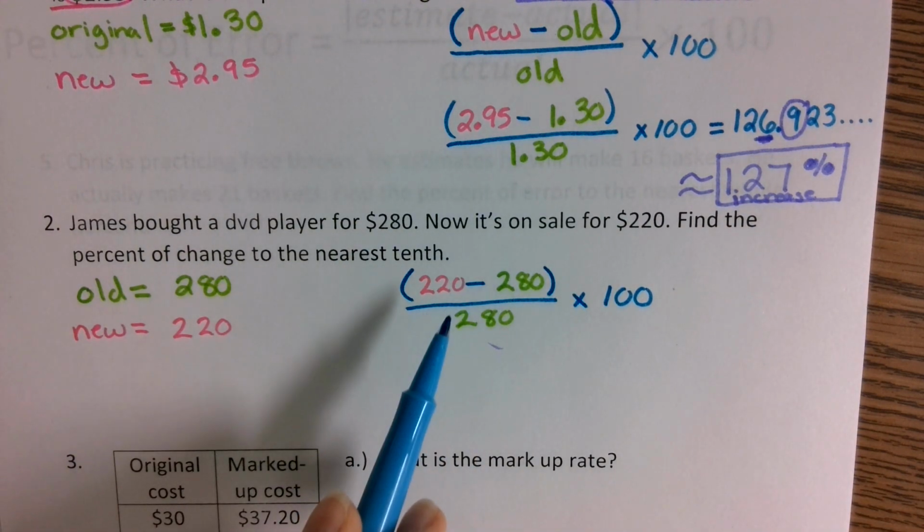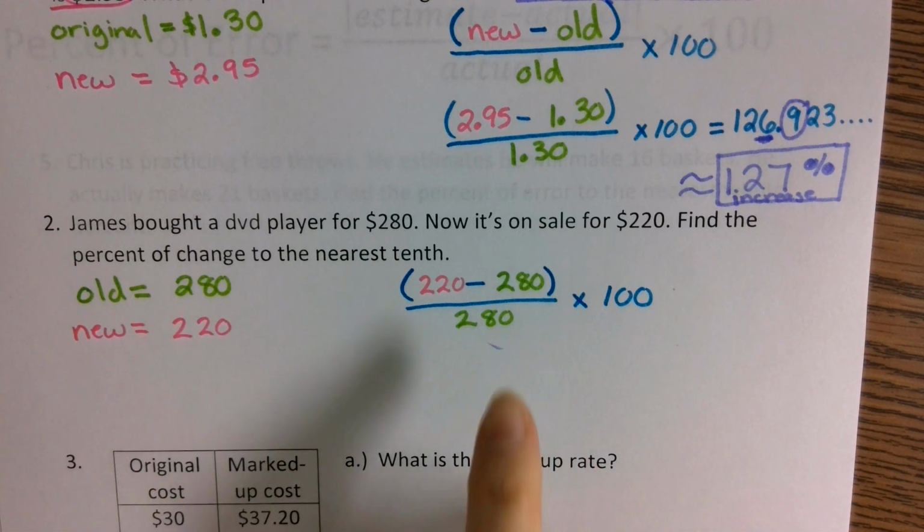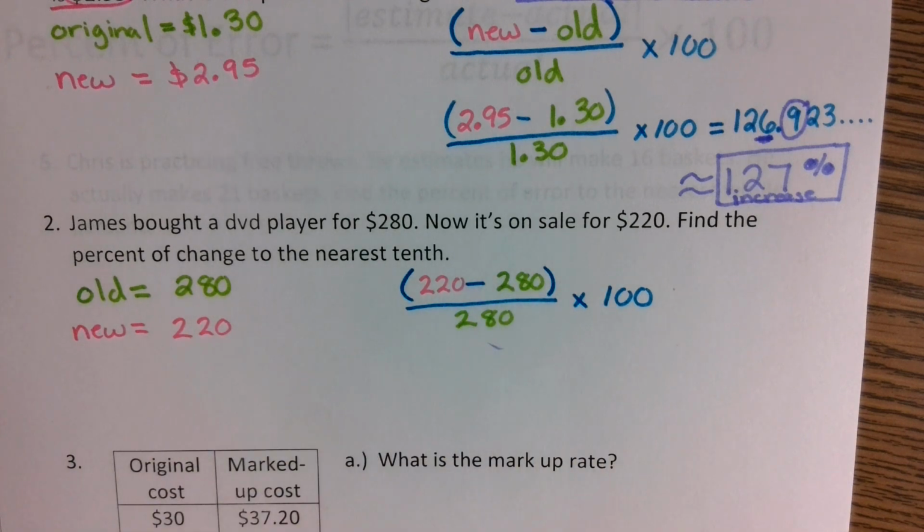Okay, so 220 minus 280. Then we're going to divide that by 280 and times it by 100. Go ahead and take a moment, put that into your calculator yourselves. Don't say anything out loud, but I want you to put that into the calculator so that you can get used to typing it yourself.